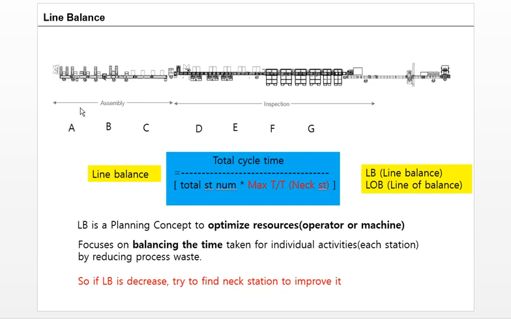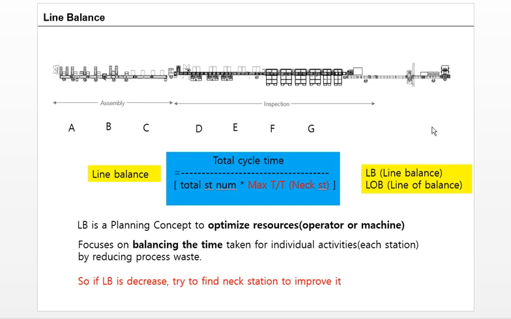For example, the assembly stations are A, B, C, which is 3 stations. The inspection stations are D, E, F, G, which is 4 stations. So how do we calculate line balance? Line balance, we just call it LB or LOB. The total cycle time is the takt time of A, B, C, D, E, F, G all added together, and then the total station number is seven, and the max takt time is the next station, the largest takt time here, so we can know the line balance.